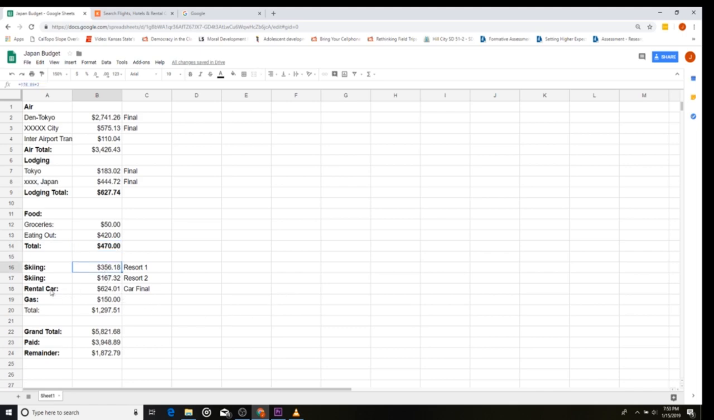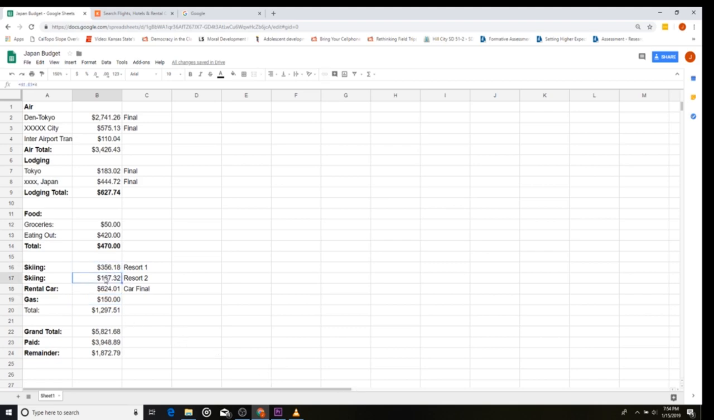So last thing, it's kind of a miscellaneous category that I could have broken up into multiple, but it was two different ski areas, which, like the city, I'm not too keen on sharing at this point in time, and that might change in the future. And rental car and gas to go with that rental car.